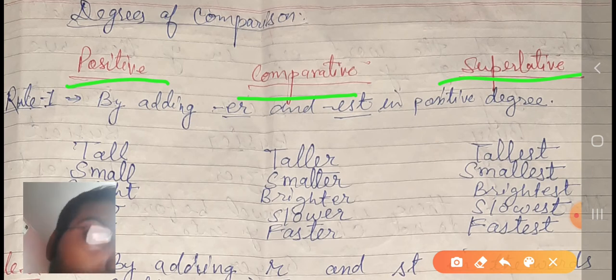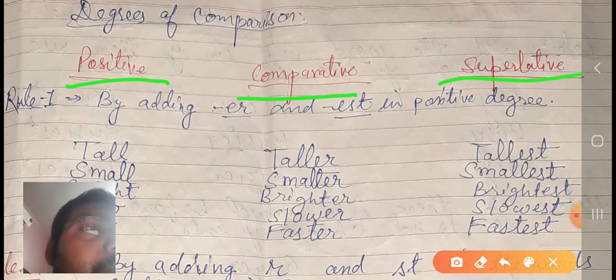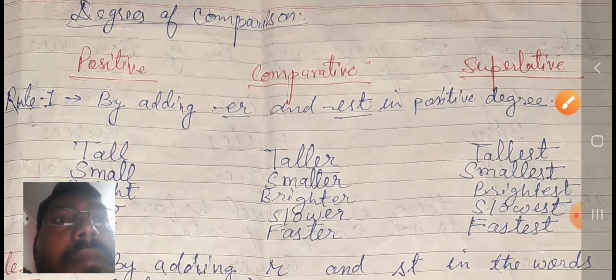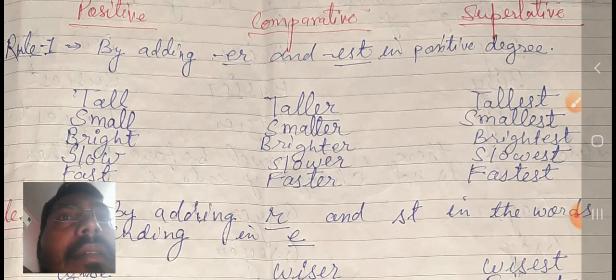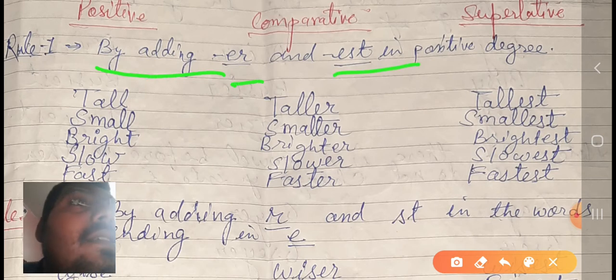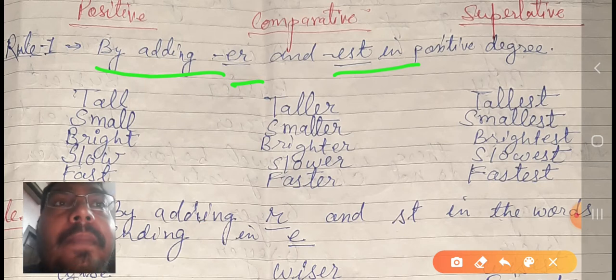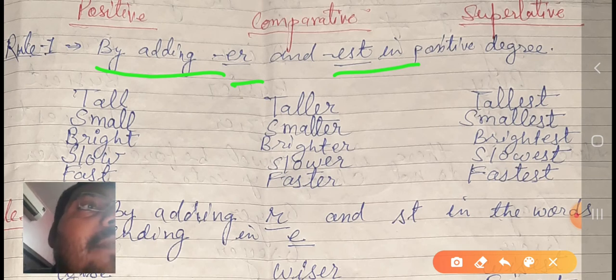And I told that these are the adjectives. These are the degrees of adjectives that we compare. So now suppose that there is a first rule. What does the first rule say? The first rule says that by adding ER and EST, we can derive comparative and superlative degrees.